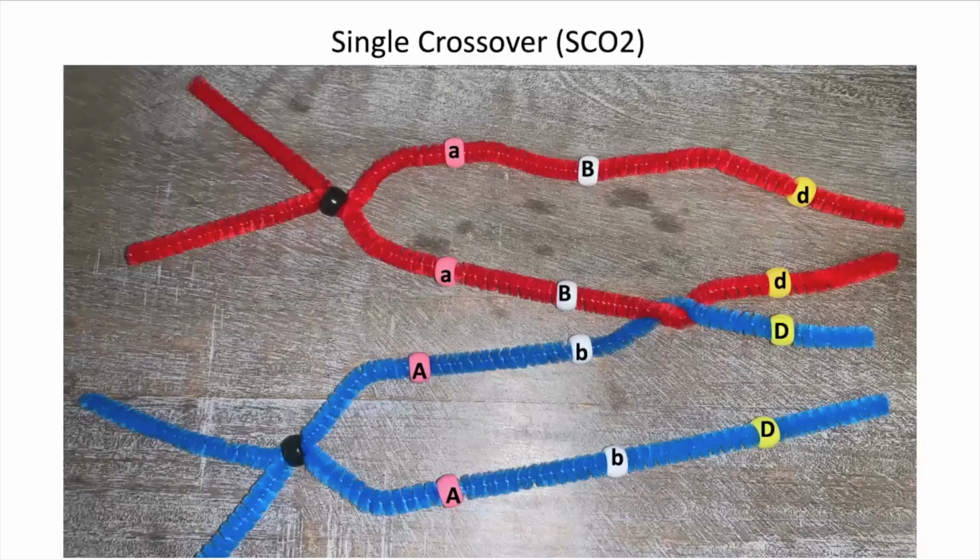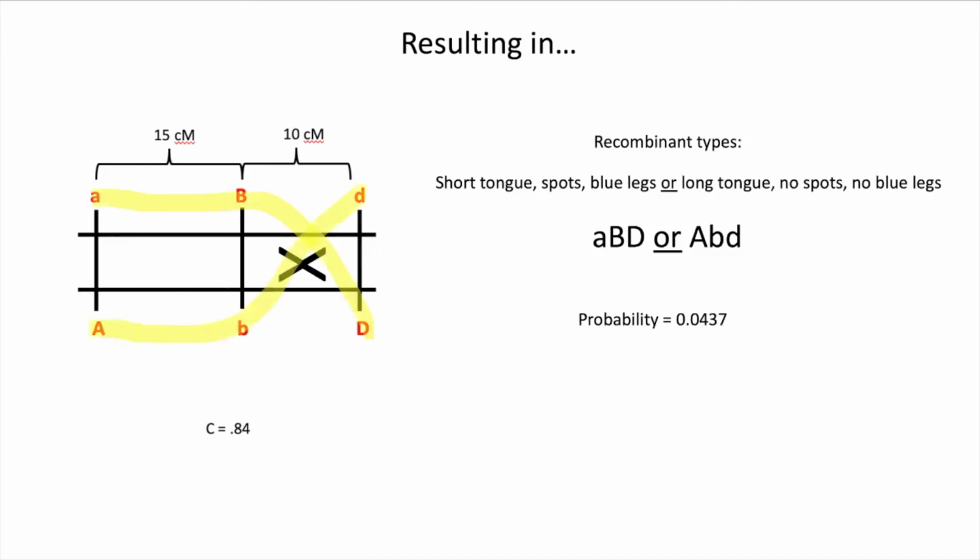Here is another example of a single crossover event, except this time it's at the R2 position, resulting in two recombinant types, little a, big B, big D, or big A, little b, little d, with a probability of 0.0437 of either of these occurring. The reason why this probability is smaller than the probability of a single crossover event at R1 is because the map distance at R2 is shorter than at R1.